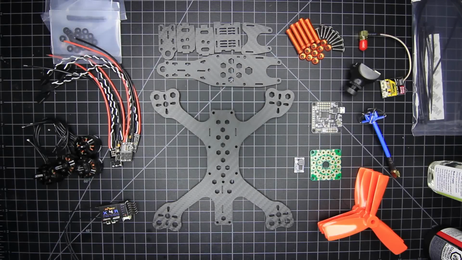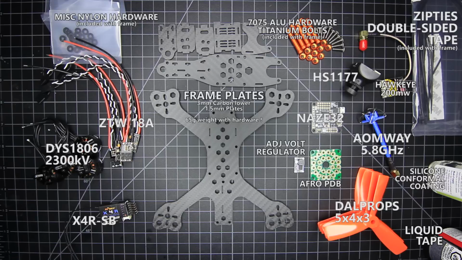These are all the parts used for this build. You can swap out the big parts like the motors or ESCs depending on how much power you want. I'll add links to everything in the video description.